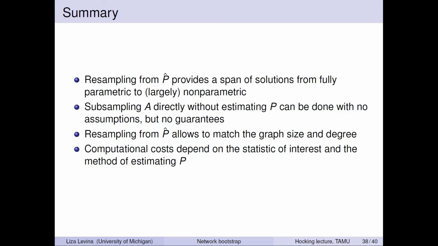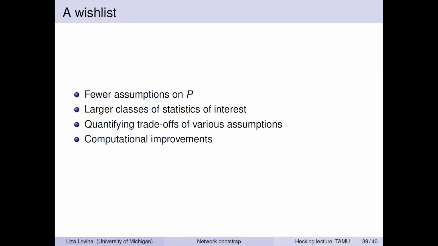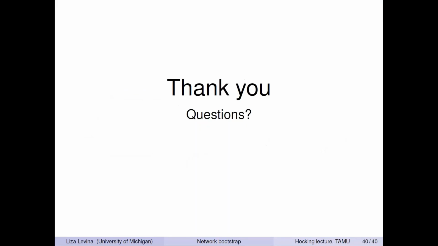And computational costs vary. Of course, no bootstrap is ever going to be computationally cheap, but depending on the statistic of interest and the method of estimating P, you can do this in reasonable ways, or it can become really expensive. Among the things that I'd like to see going forward, either in my group's work or other people's, are these kinds of methods with fewer assumptions in P, less strict modeling assumptions, larger classes of statistics of interest, not just network moments. Understanding the trade-offs between various assumptions, that's always the case, and also computational improvements. And I'll stop here.